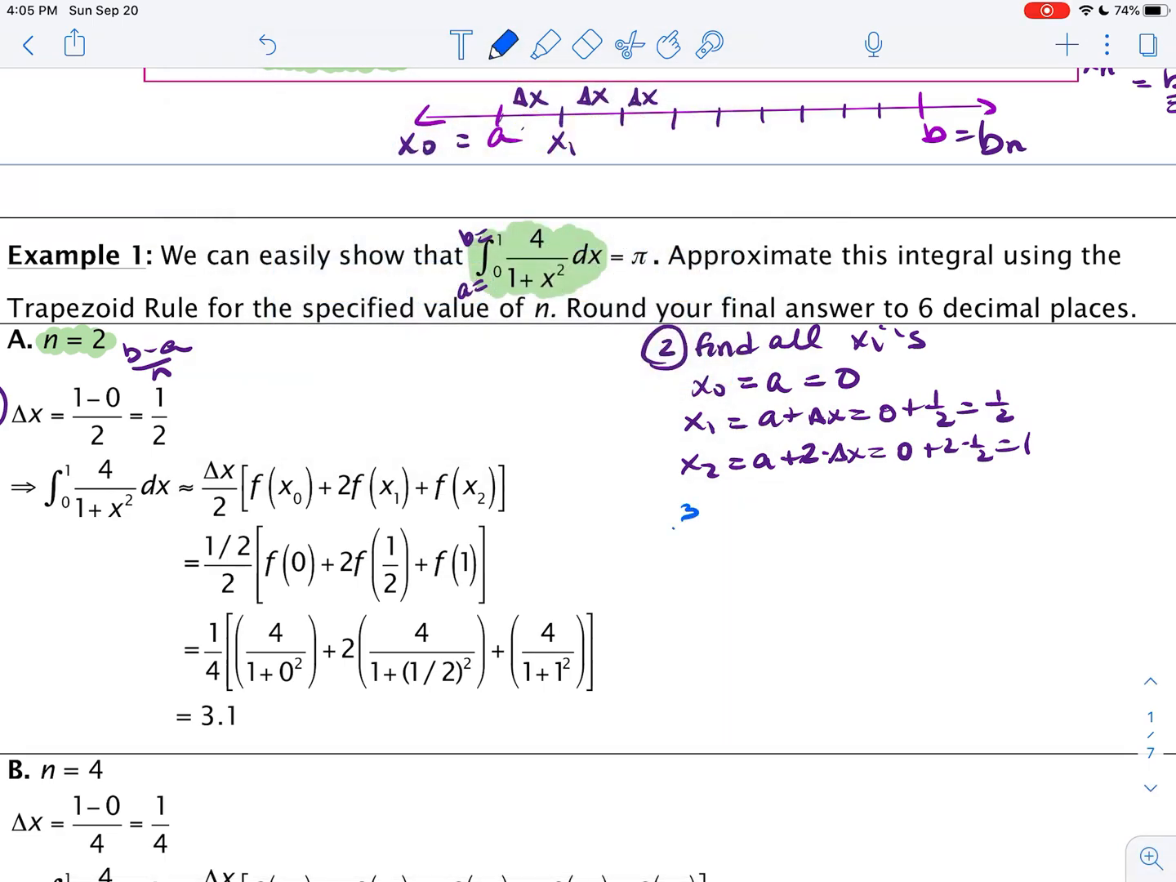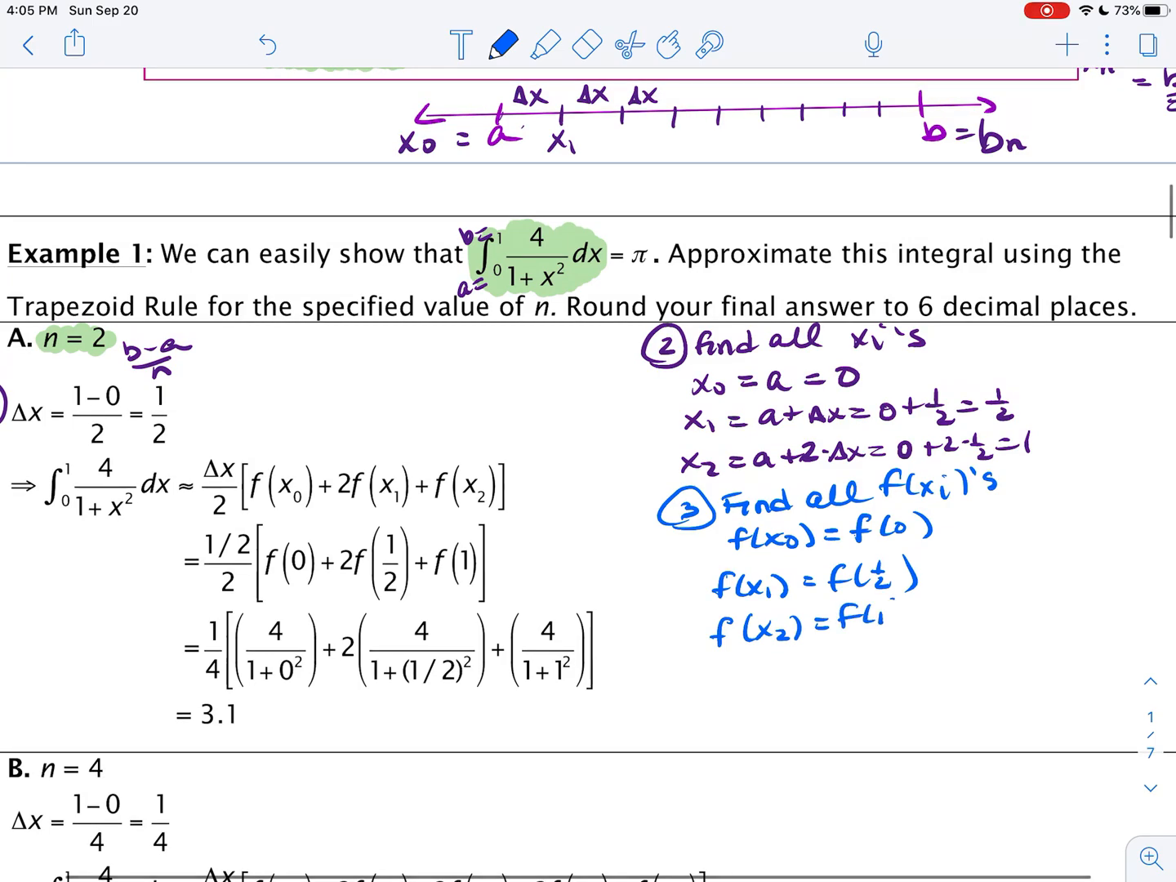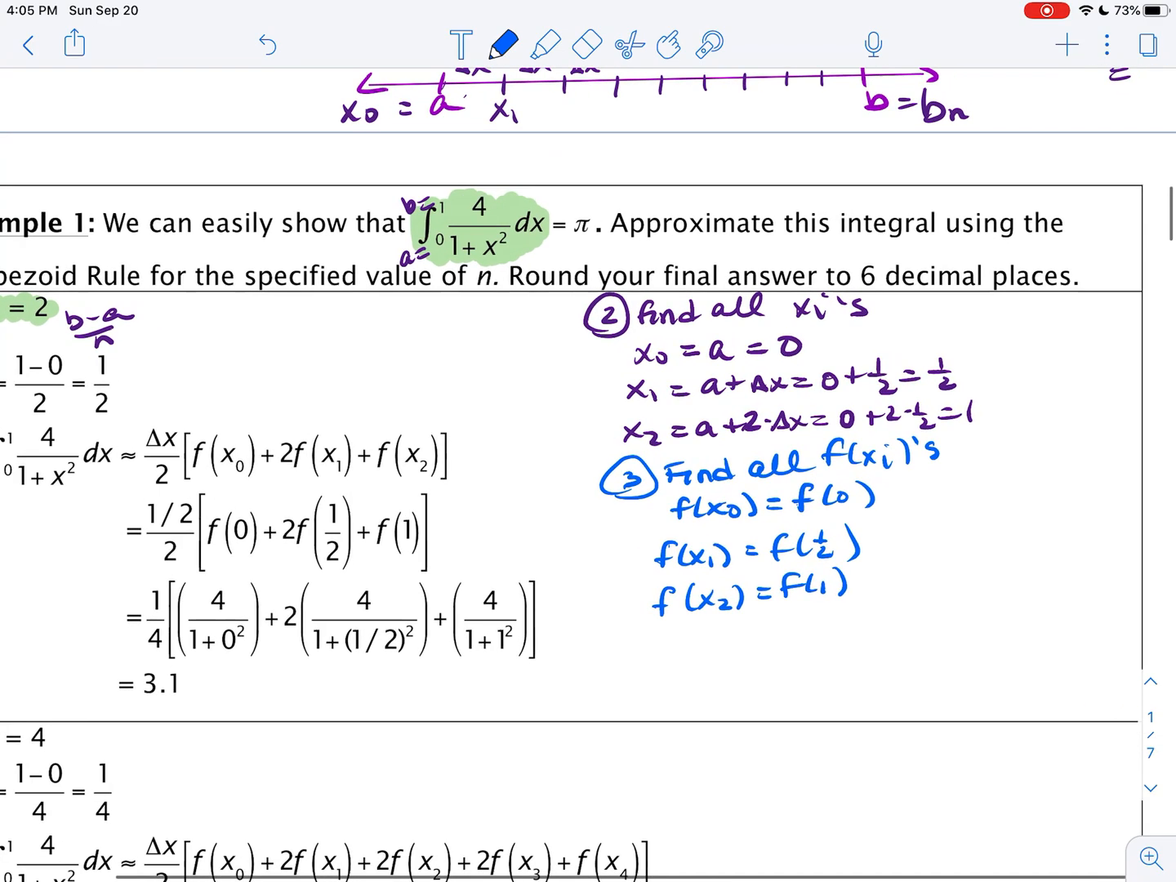Our third step is to calculate your f of x sub i's. Find all f of x sub i's. So in this case, we're going to find f of x sub 0, and that's going to be f of 0. We're going to find f of x sub 1, and that's going to be f of 1/2. And we're going to find f of x sub 2, and that's going to be f of 1.